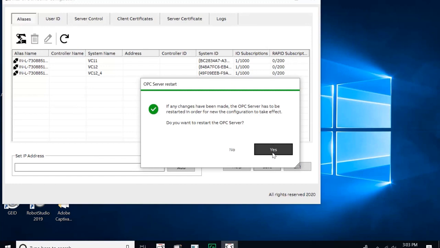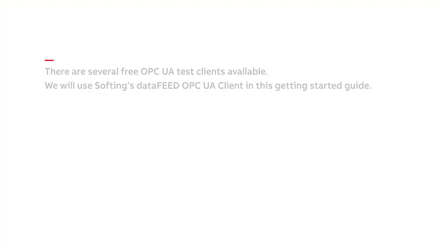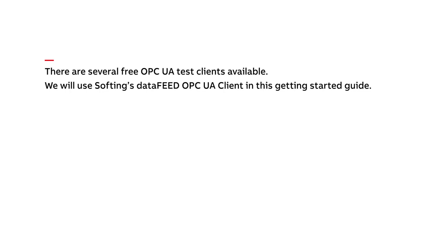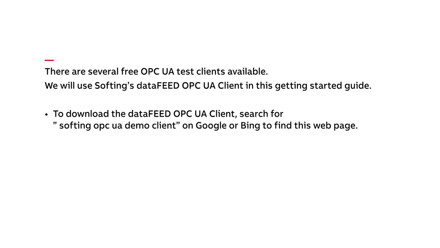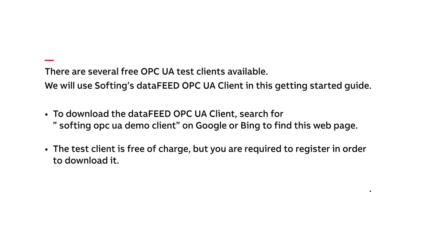We have now added some robot controllers to our server configuration, and it is time to connect to the server from an OPC UA client. There are several free OPC UA test clients available. We will use Softing's Datafeed OPC UA client in this Getting Started guide. To download it, search for Softing OPC UA Demo Client on Google or Bing to find this web page. The test client is free of charge, but you are required to register in order to download it.